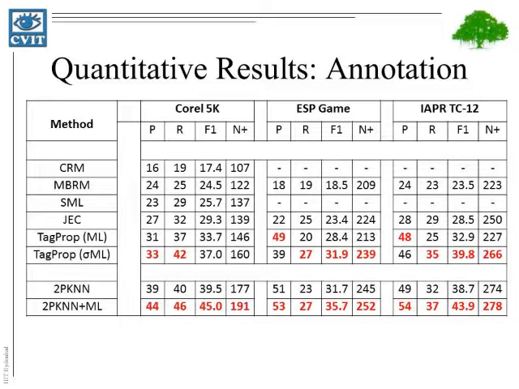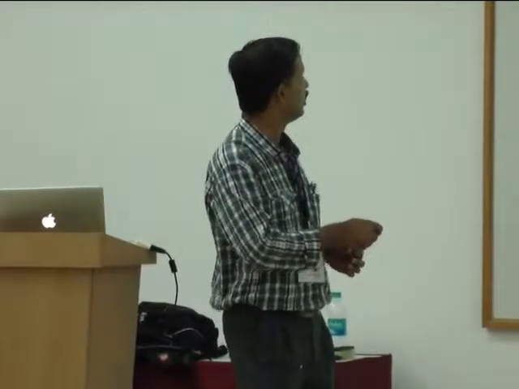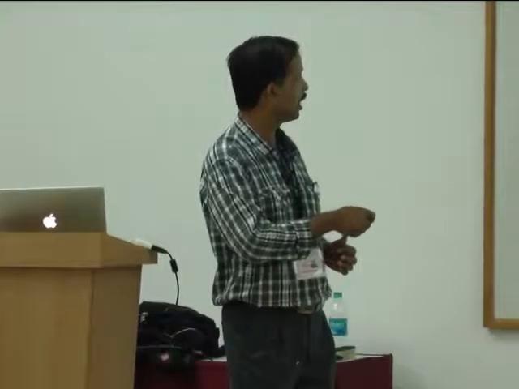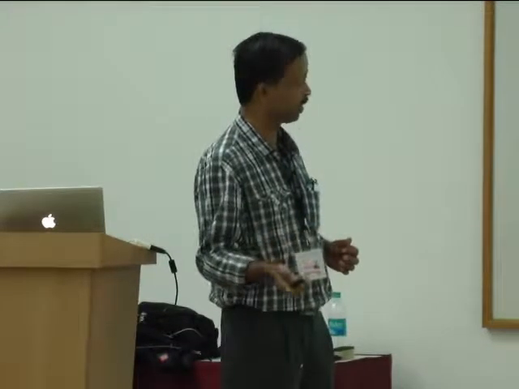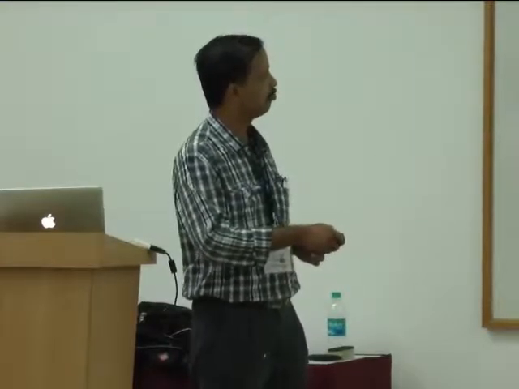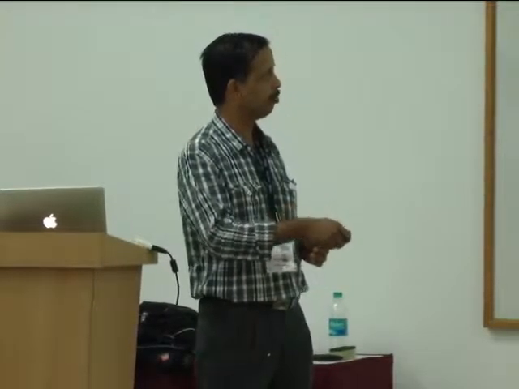And of course, we did a quantitative comparison also on the standard benchmarks, where this is possibly the state-of-the-art tag prop algorithm, which does nearest neighbor and metric learning in some setting. That gives you this sort of a performance, while our method, even without metric learning, is comparable or better than the state-of-the-art.